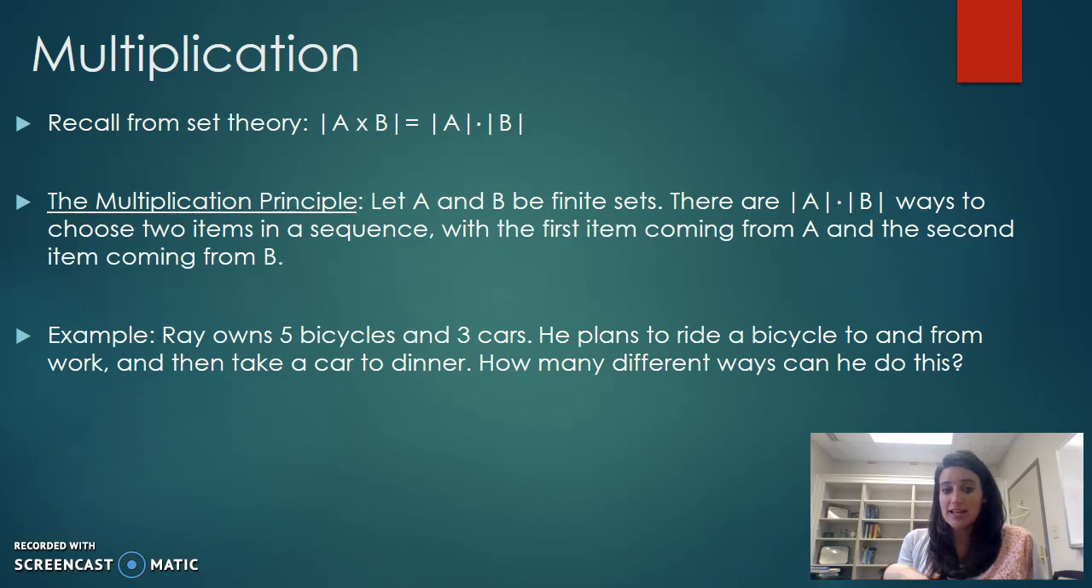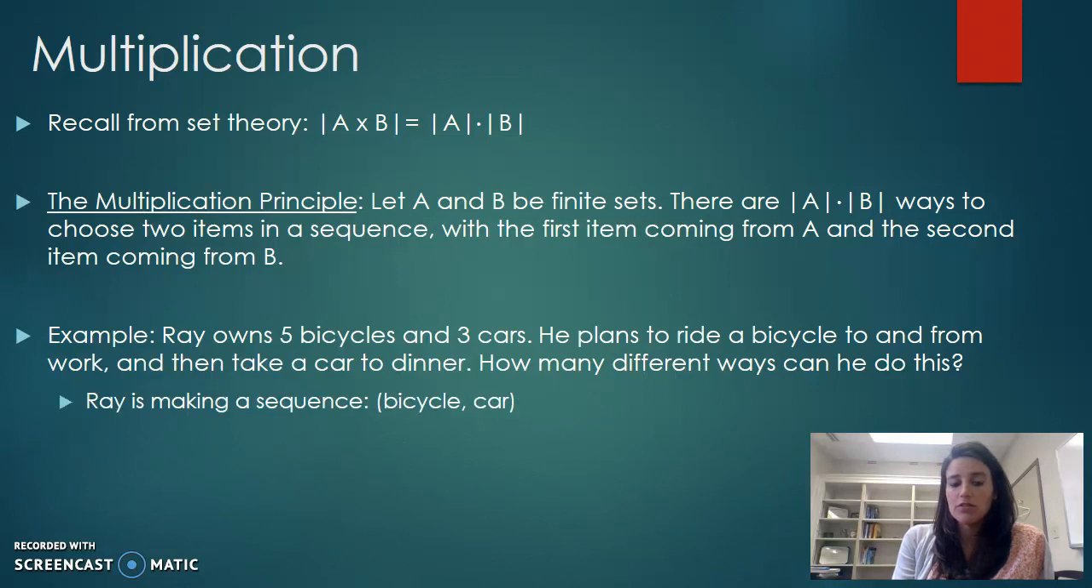So let's go back to Ray. He has 5 bicycles and 3 cars. He plans to ride a bicycle to and from work and then take a car to dinner. How many different ways can he do this? Well, now Ray is making a sequence. We can think of that sequence like an ordered pair, bicycle, comma, car.